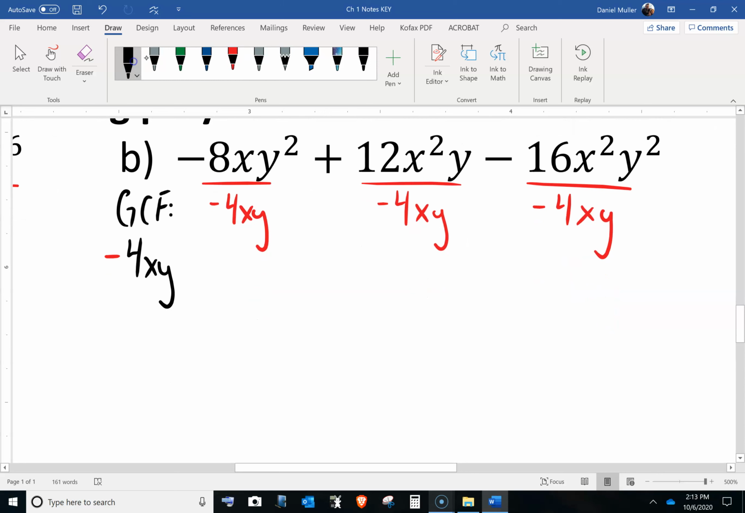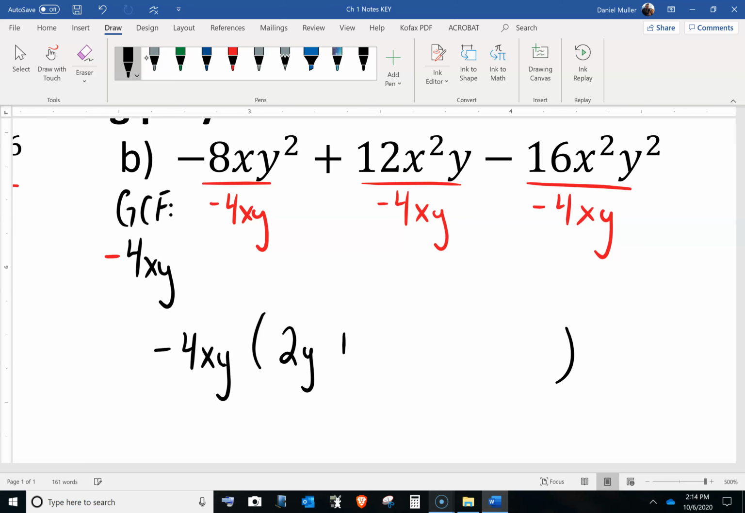So I'll start by writing that. A negative 4xy. Negative 8 divided by negative 4 is 2. There's 1 x, those cancel, and then there's an extra y on top. And then 12 divided by negative 4 is a negative 3. x^2 and x leaves us an x on top. The y's cancel. Negative 16 divided by negative 4 is a positive 4. 2 x's on top, 1 on bottom. 2 y's on top, 1 on bottom.